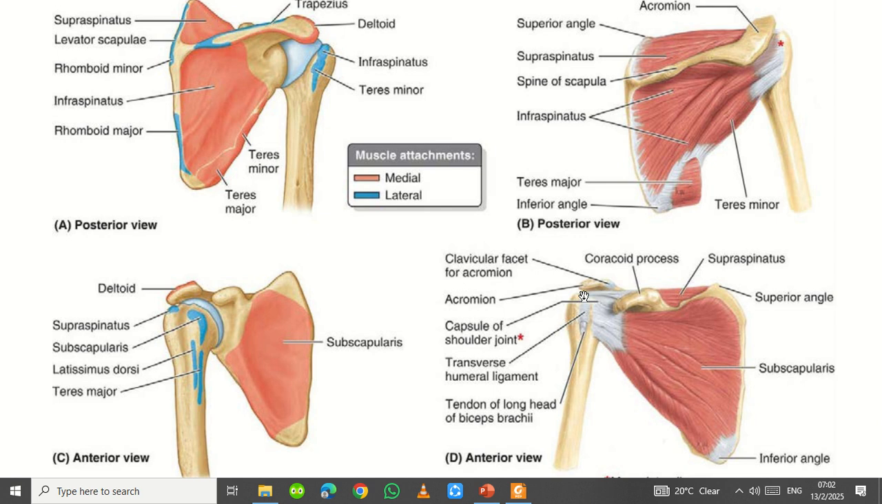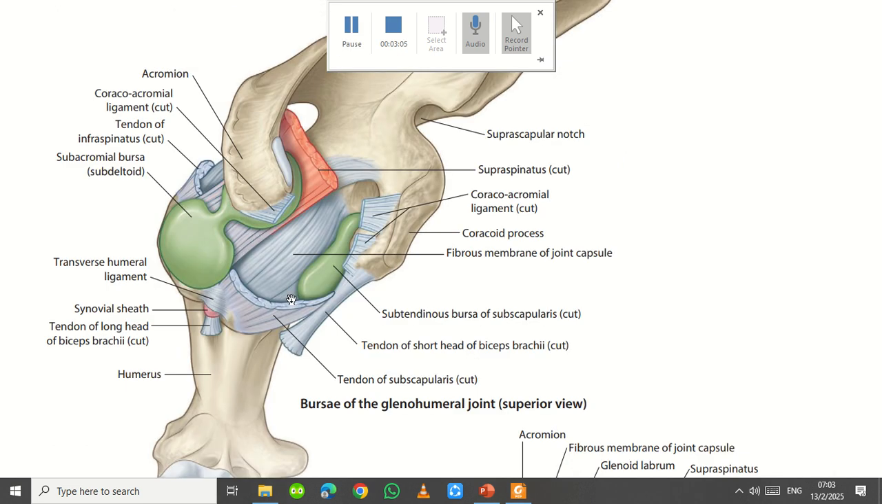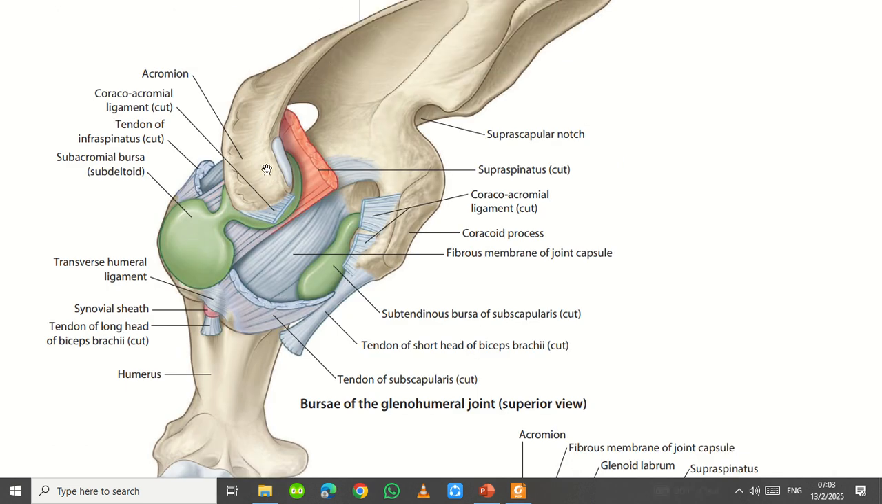There is a bursa that extends from this region to the inferior portion of your deltoid, called the subacromial or subdeltoid bursa. Let's take a look at this bursa. Right here, this is your acromion, and you can see the supraspinatus tendon attaching to the upper portion of the greater tuberosity, and this is what we call your subacromial bursa.